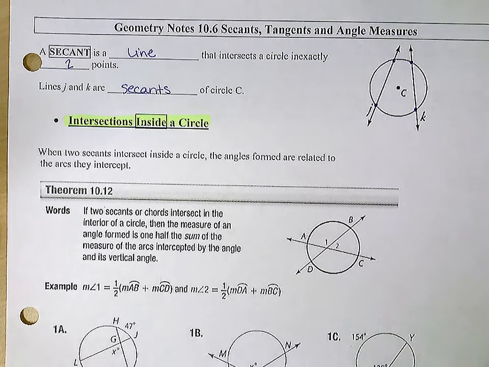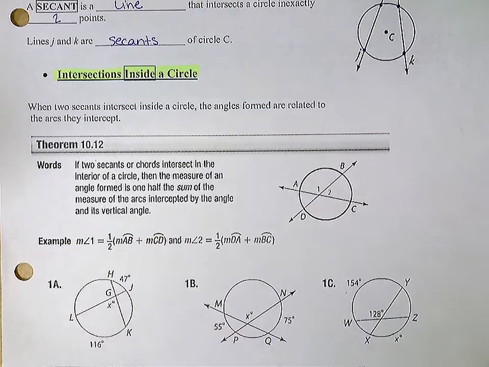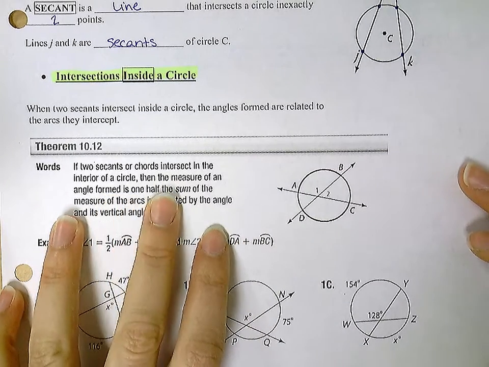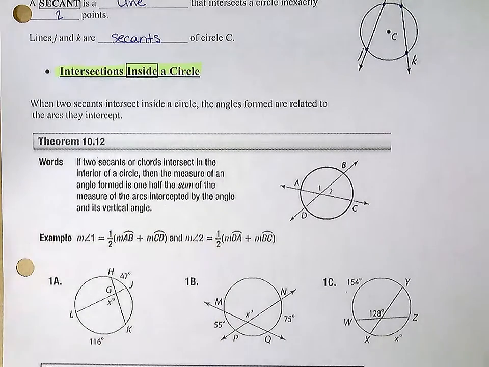So our first theorem here today states if two secants or chords intersect in the interior of a circle, then the measure of an angle formed is 1/2 the sum of the measure of the arcs intercepted by the angle and its vertical angle. What's a vertical angle?